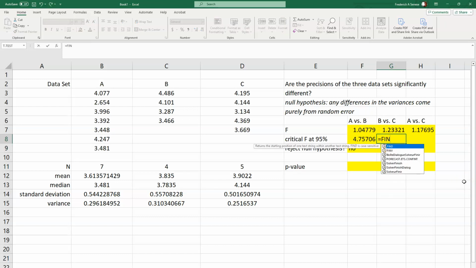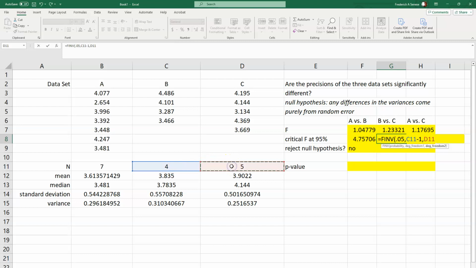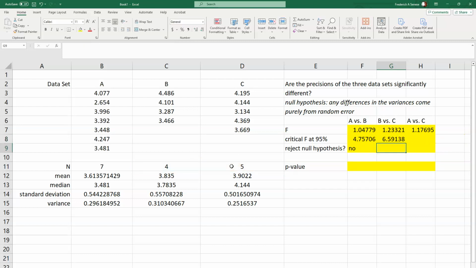Let's do the next comparison, B versus C. I'm going to use the F inverse function again. The probability I'm going to want is 0.05. And I've got to put the degrees of freedom for the bigger set next. If I'm doing B versus C, the bigger variance is set B. So I'm going to say degrees of freedom for that set is n minus 1. Degrees of freedom for the other set I'm comparing is 5 minus 1. And once again, I see my F value is not larger than the critical F value. So I cannot reject the null hypothesis with 95% confidence.